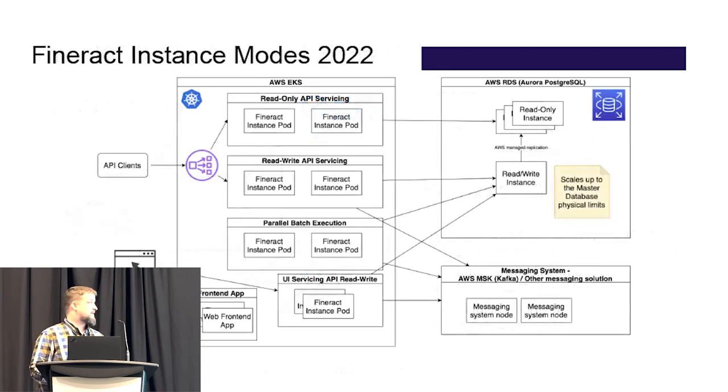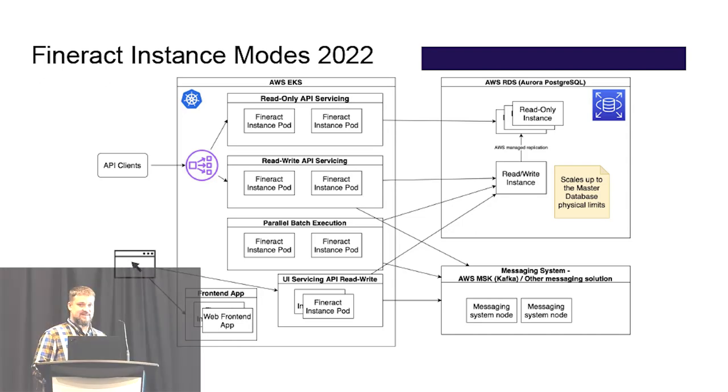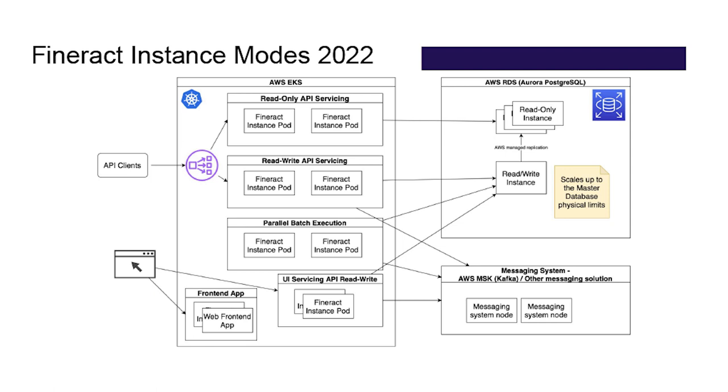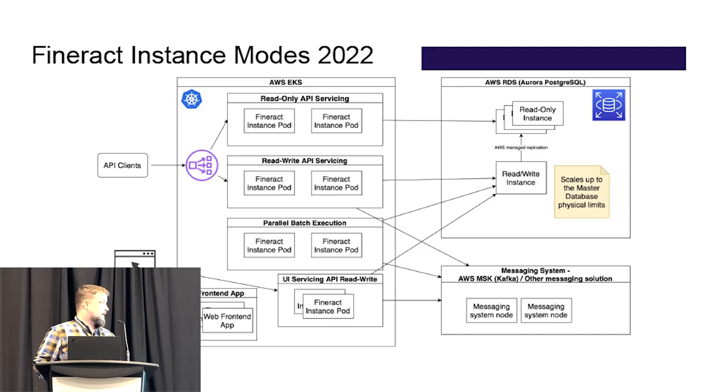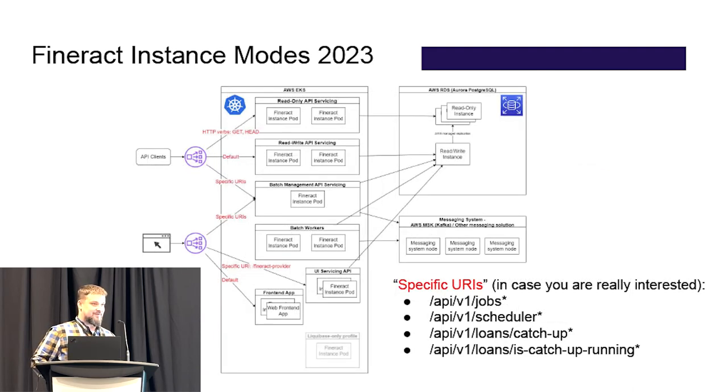So let's go to Fineract instance modes. In 2020, this slide was presented in ApacheCon. This slide actually described that we intend to implement Fineract instance modes, and we will have read-only API servicing, read-write API servicing, parallel batch execution servicing, and probably dedicated Fineract instance pods for front-end serving, if there is a front-end involved at all. Now, we also have shown that these instances should work seamlessly with the database setups that currently exist or that can exist for a Fineract, where we have read-write and read-only replicas of the database, and these instances should communicate with each other via a well-defined messaging system, which could either be Apache Kafka or ActiveMQ. Now, in the next slide, I will show you how this plan changed during the course of the year.